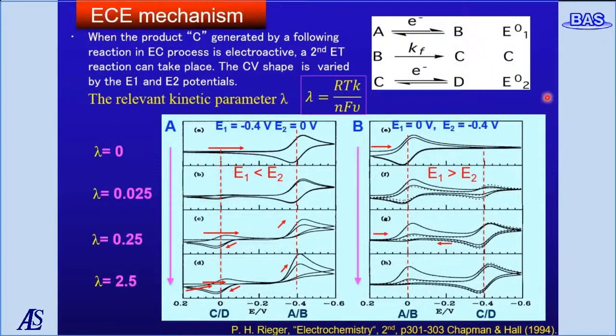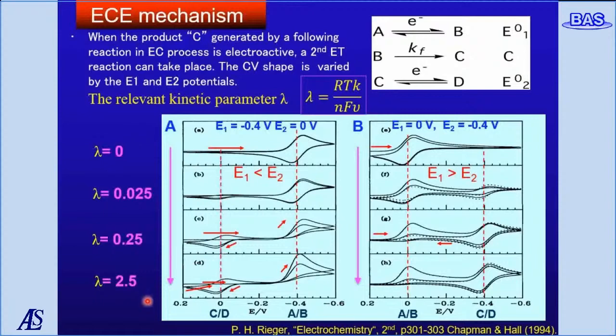In ECE mechanism, the starting A is converted to C after the EC step, and C is further reduced to another species D. The voltammogram shape is varied by the E1 and E2 potential values, and also the relevant kinetic parameter lambda. Here it shows how the CV shape changes with increasing lambda values, which means a faster reaction rate k.